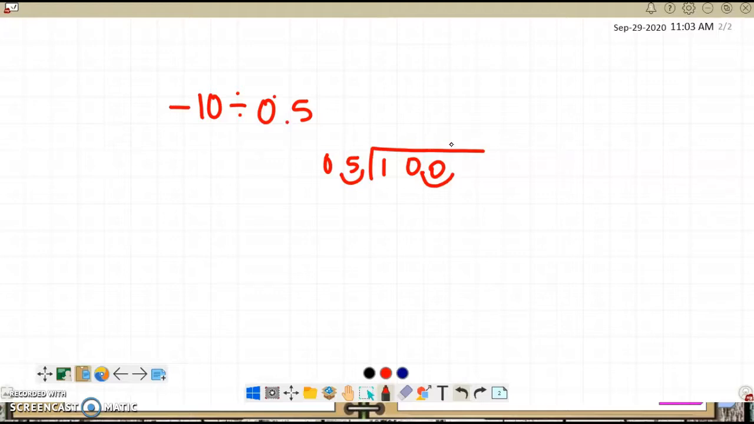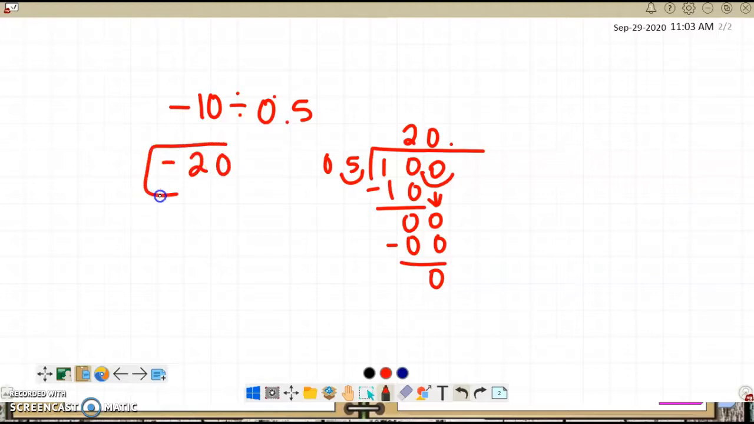5 will go into 10 2 times. Bring down my 0. Even though it's a 0, I still need to bring it down. That way I can say 5 will go into 0 0 times. And again, we know that that leaves us with nothing. So our answer is going to be an integer. I'm not going to have a decimal in this answer. I know that a negative divided by a positive is a negative. So my answer is negative 20.